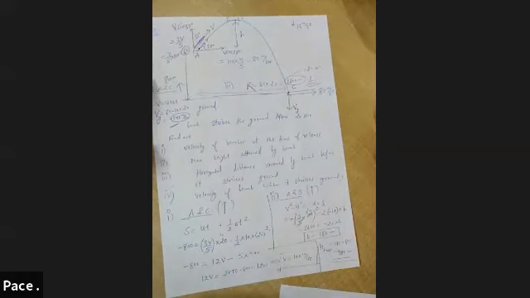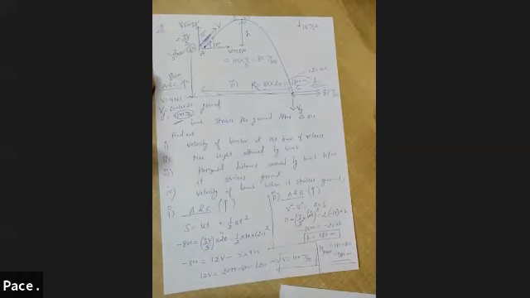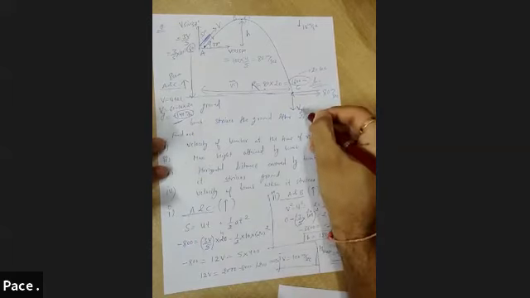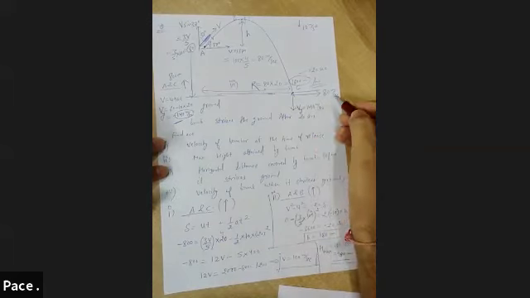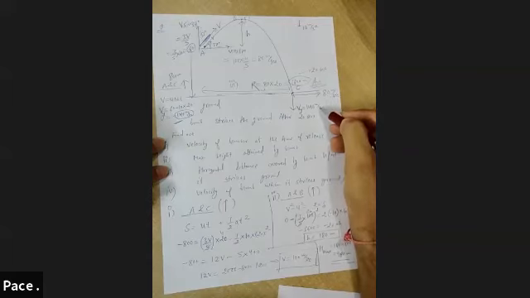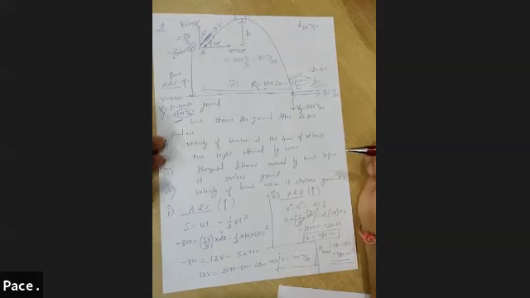When it is about to hit the ground, this Vy comes out to be 140 meter per second. And now you can take the resultant of 80 and 140. Simply the square root of 80 square plus 140 square will give you the answer for the fourth part.